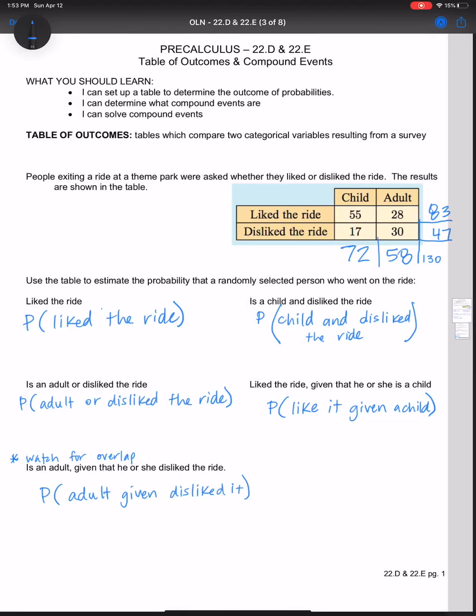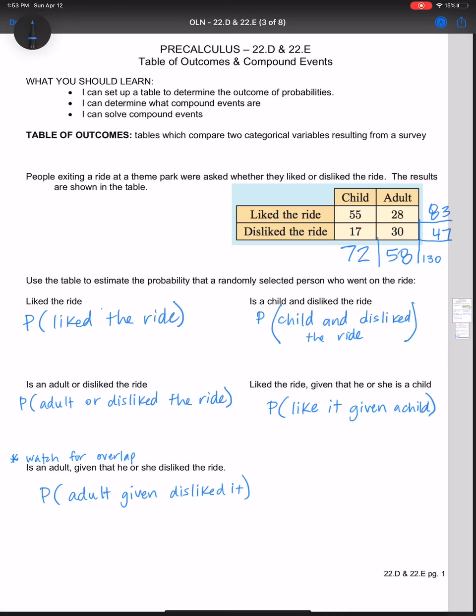Hey everybody, we're going to talk about table of outcomes and compound events. If you notice, there is a table at the top that's talking about exiting a ride at a theme park and saying if you liked it or disliked it. For time's sake, I already totaled everything for us just so you can see some of the problems that we do. And on the bottom, we're going to talk about estimating the probability of these events.